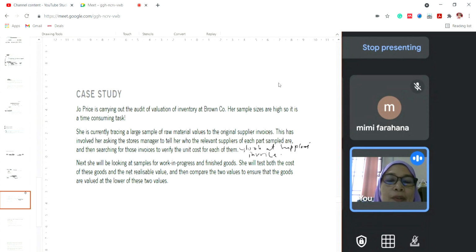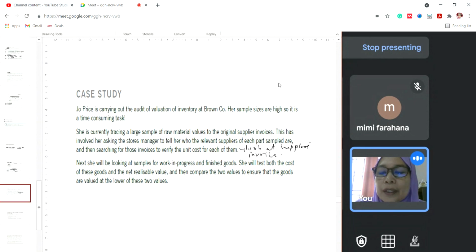The most important document here is the supplier's invoice, relevant to the raw material. And then they took a sample of the work in progress and finished goods and tested both the cost of these goods and the NRV, comparing the two values to ensure that the goods are valued at the lower of cost and NRV.